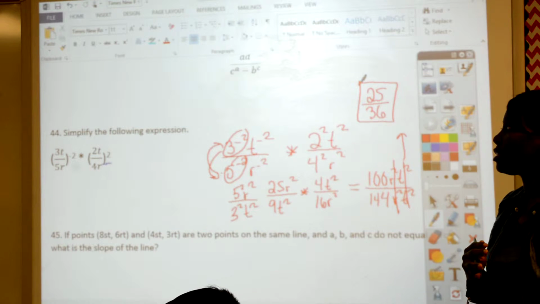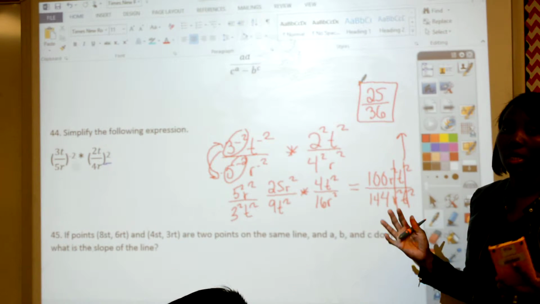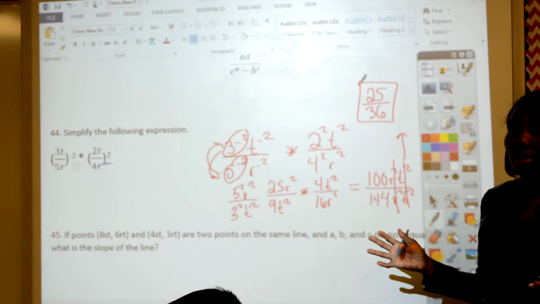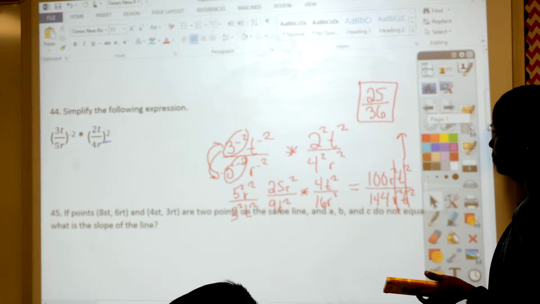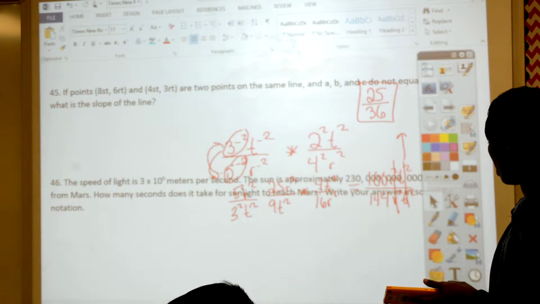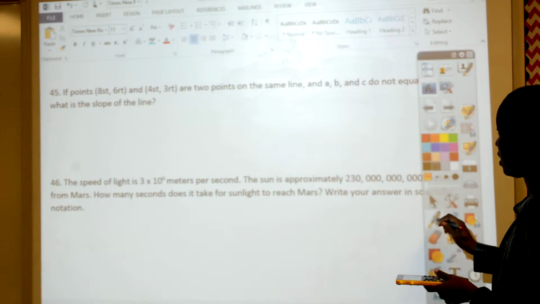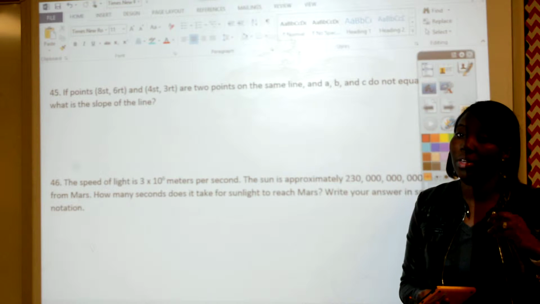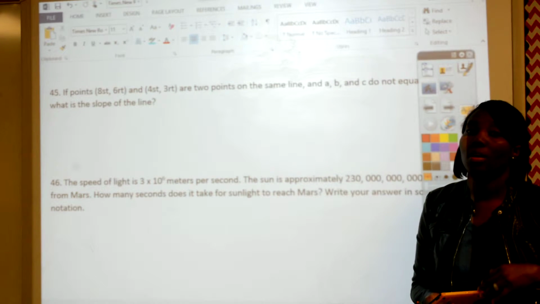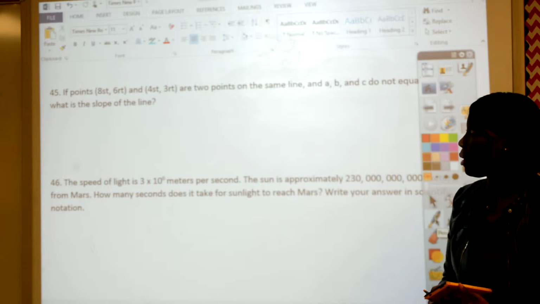If you don't understand, just pause the video, try to absorb it, or ask a partner for help. If not, then move on. 45. So here we have 2 points that lie on the same line, and it wants us to find slope. So here we do our exponent rules as well as bringing slope into the problem.